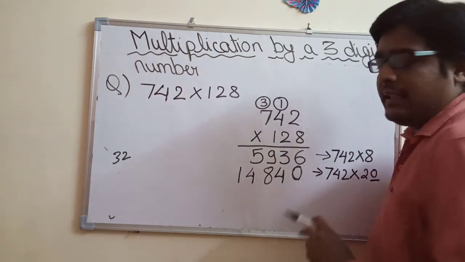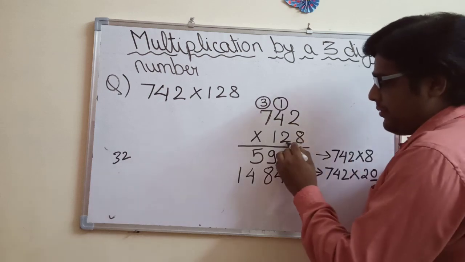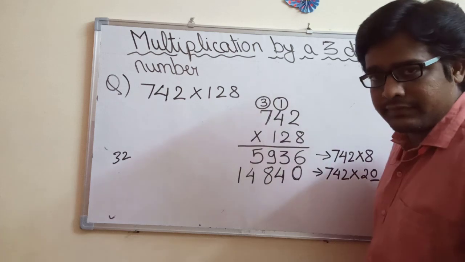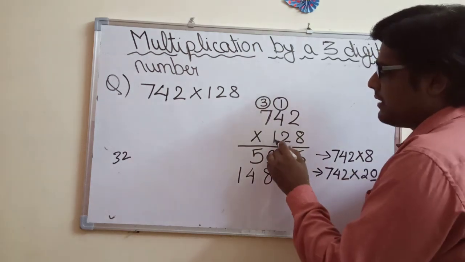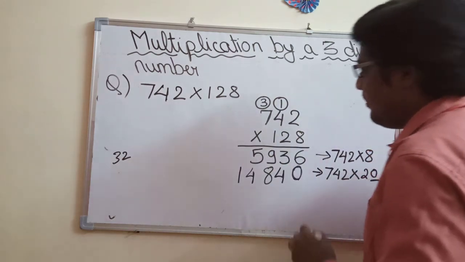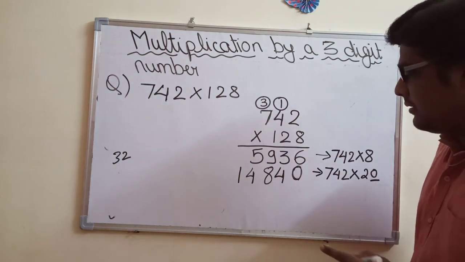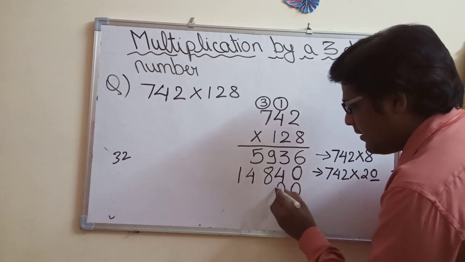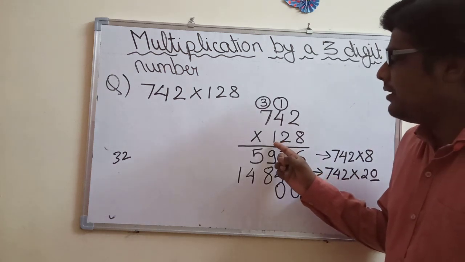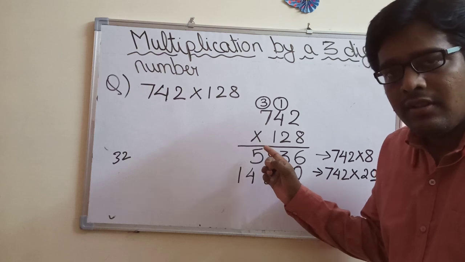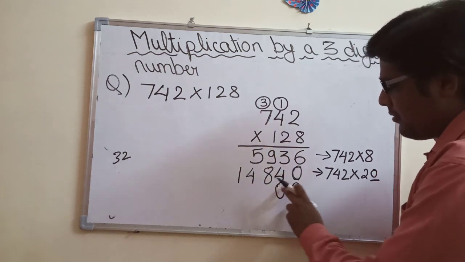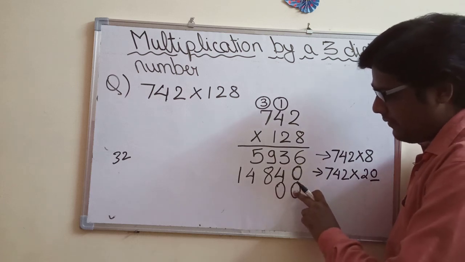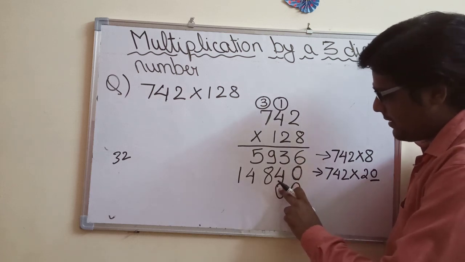Now we had multiplied the second digit, that is 2. Now we will multiply the third digit, that is 1. But before multiplying 1, you have to put 2 zeros. Remember, before multiplying the third digit, always put 2 zeros, one in the ones place and other in the tens place.